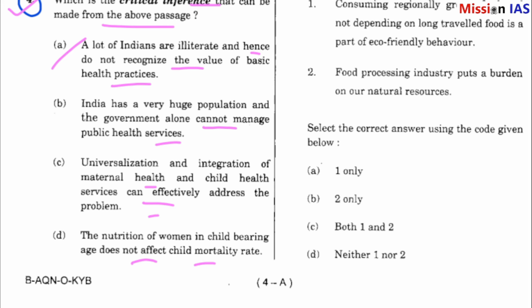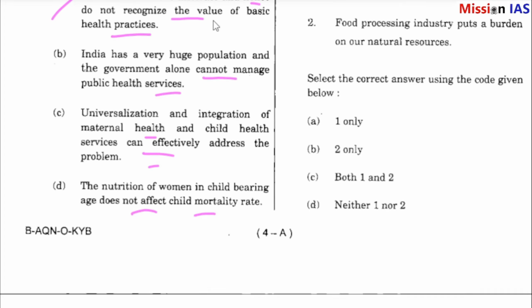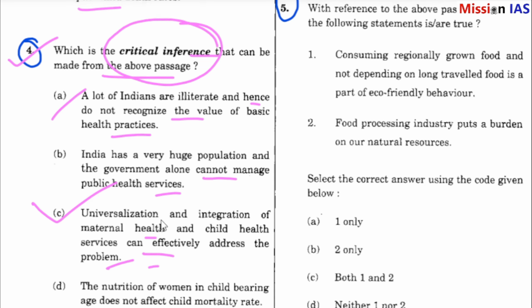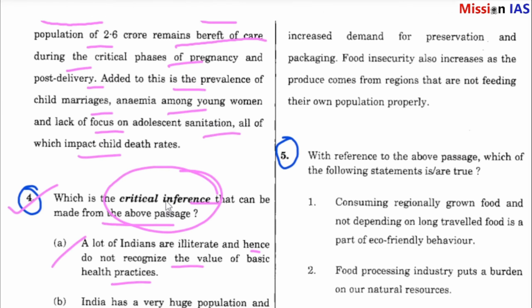So what is the critical inference above? We need to know the critical inference. Which is the possible answer? Give me your answer in the comment box. The answer is C: Universalization and integration of maternal health and child health services can effectively address the problem. Whatever the problem, we need to implement those solutions.